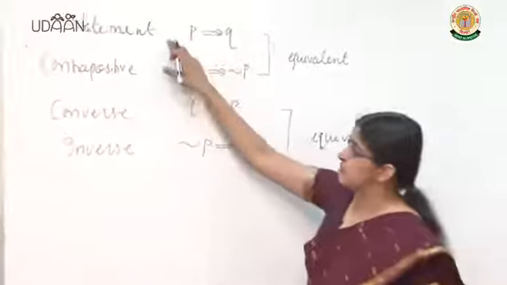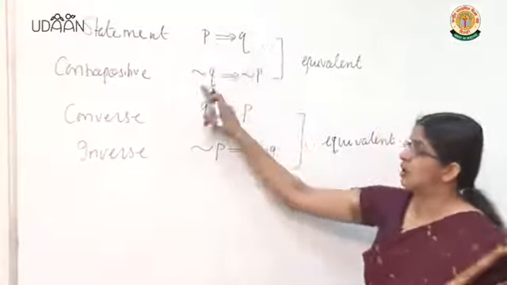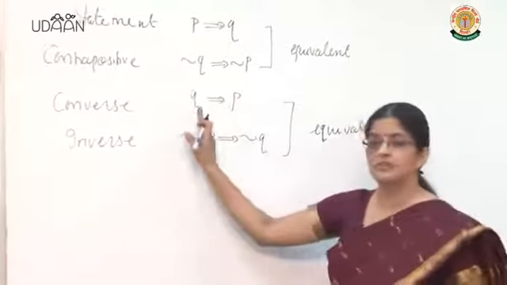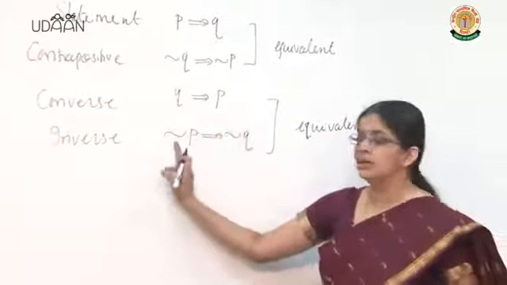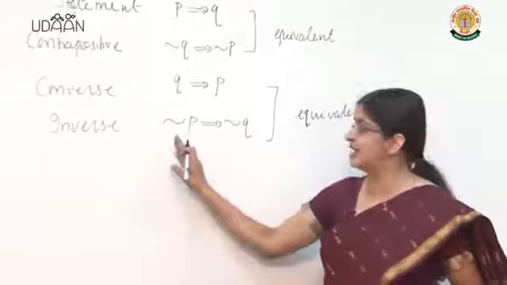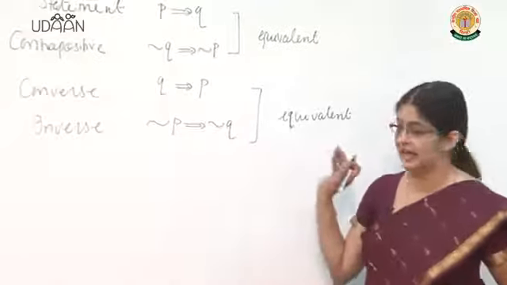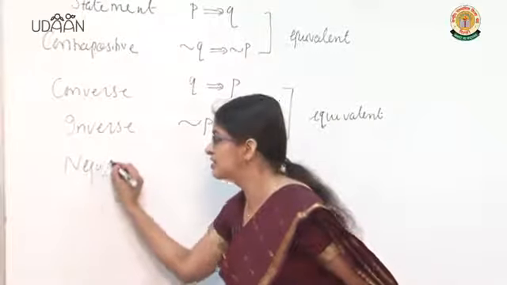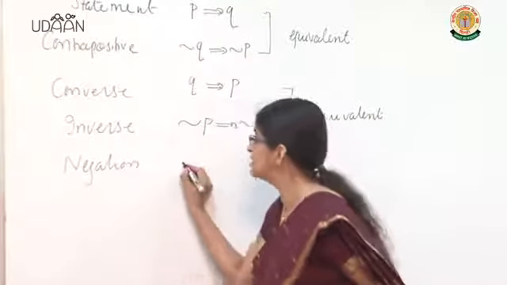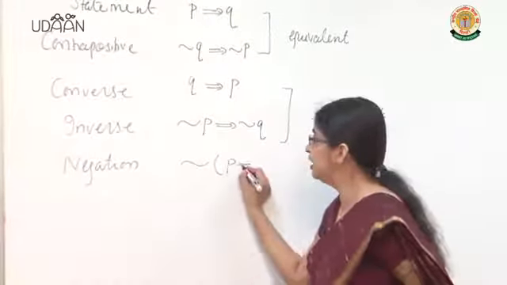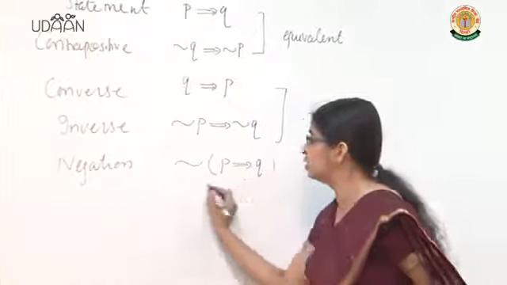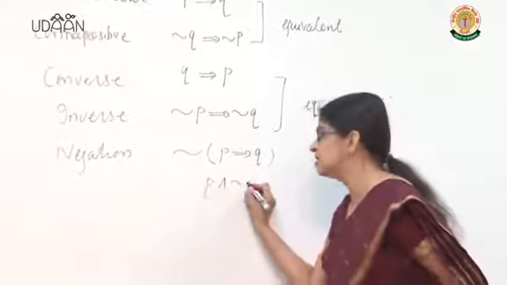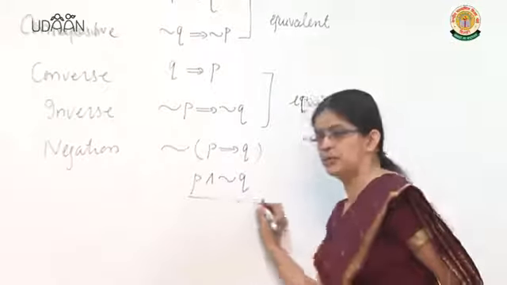So for the statement P implies Q, the contrapositive is negation of Q implies negation of P, the converse is Q implies P, and its inverse is negation of P implies negation of Q. Its negation we have already discussed. Can you tell what its value is? What is the negation of P implies Q? P and negation of Q.